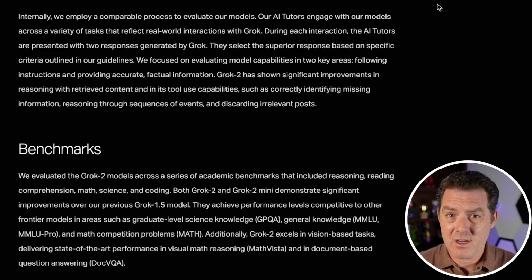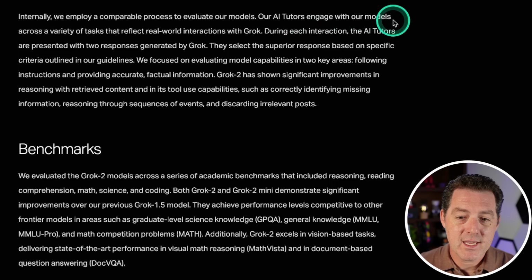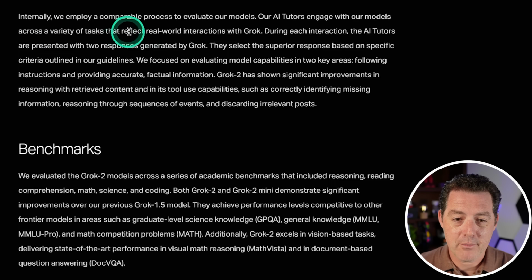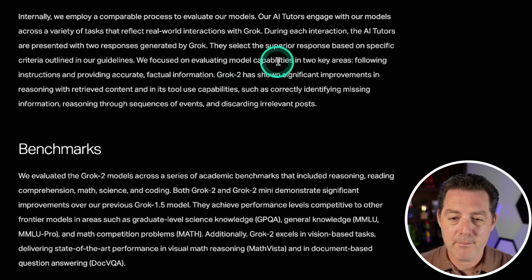Now, Elon Musk has talked extensively about making truth-seeking models. That is such an important criterion for him and his team. And so they've actually detailed a little bit about how they measure that. And let's read that now. Our AI tutors engage with our models across a variety of tasks that reflect real-world interactions with Grok. During each interaction, the AI tutors are presented with two responses generated by Grok. They select the superior response based on specific criteria outlined in our guidelines. We focus on evaluating model capabilities in two areas. Now, here's the important part. Following instructions, okay, obviously, and providing accurate factual information.